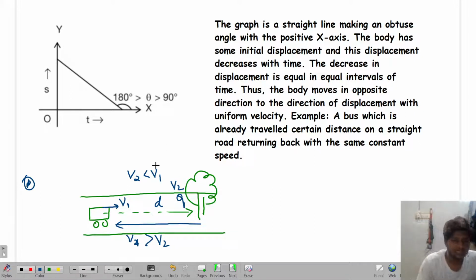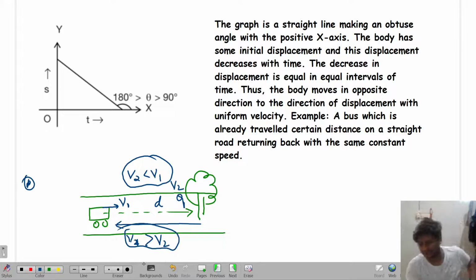So in both cases, we get a similar relation of velocity. But the directions of these velocities are different, yes or no? Here, the decrease in velocity is along this side, which means along the forward direction. Retardation is happening.